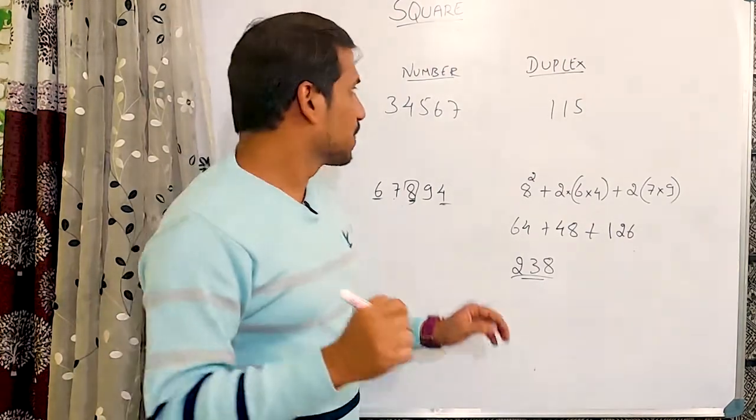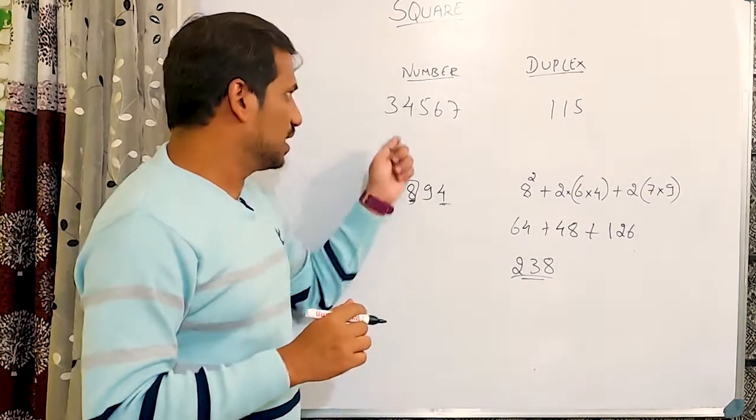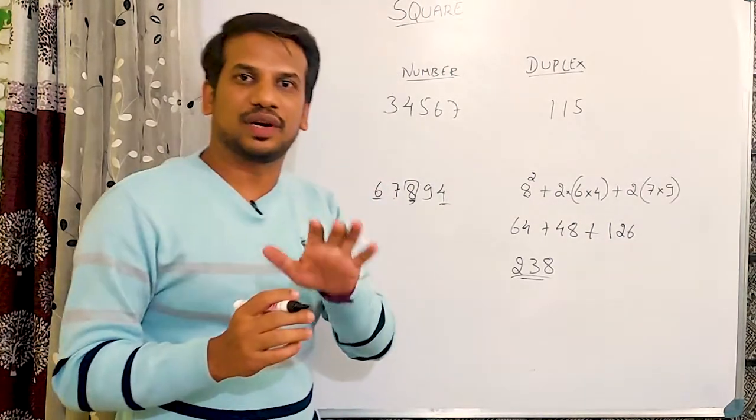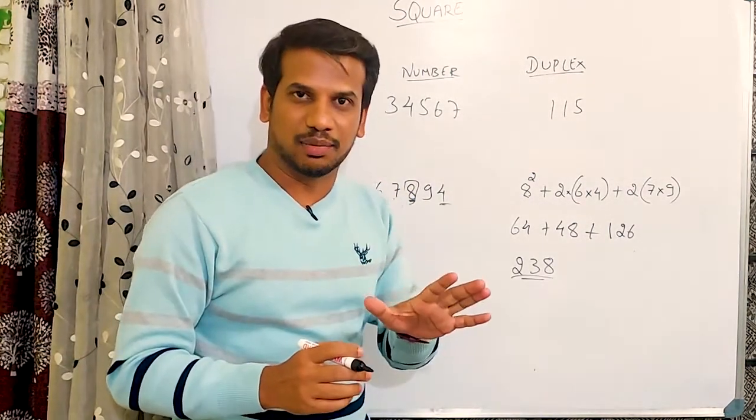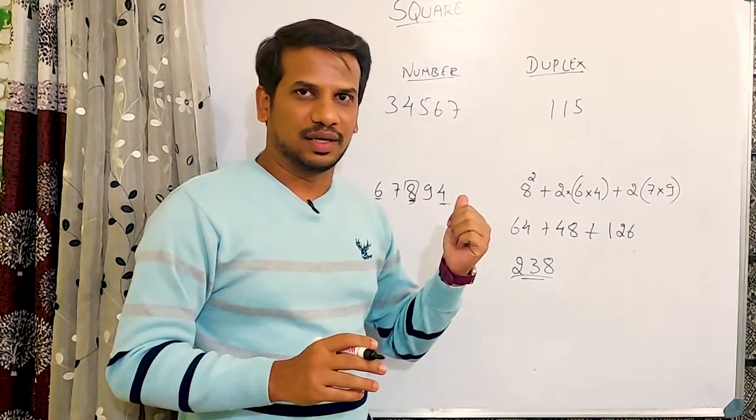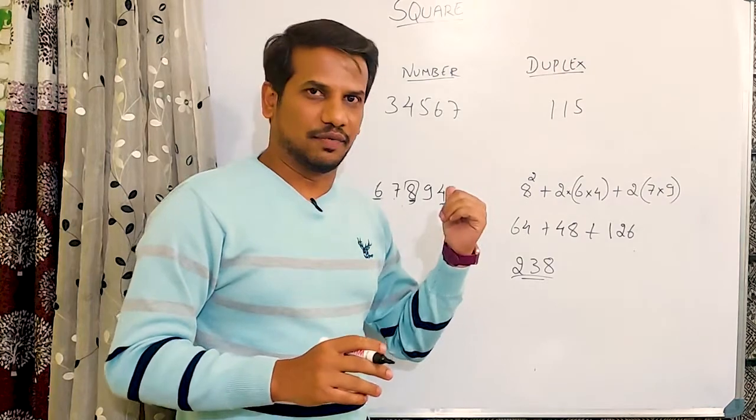So suppose if you are now comfortable to find duplex of 5-digit number, then it's very easy that you can find a square of a 5-digit number without any hassle. Okay, so let's see the trick then. So all the 3 tricks in the same video.